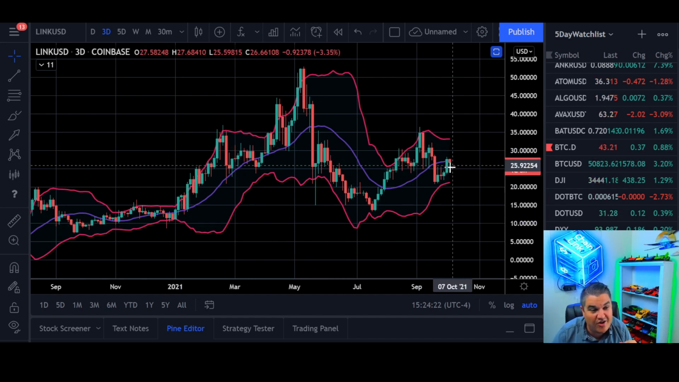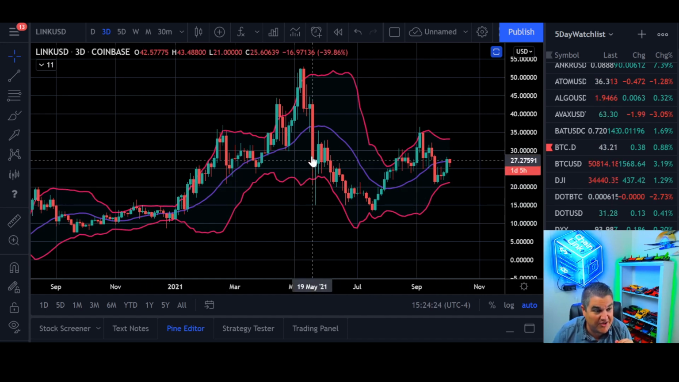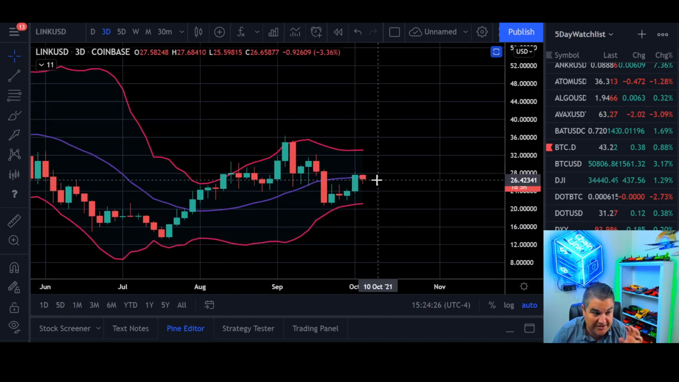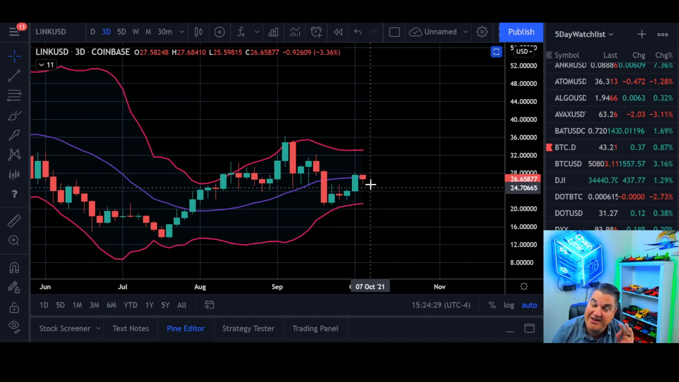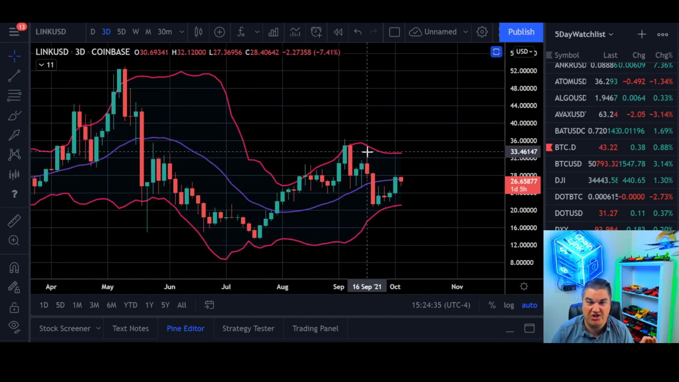If your prices stay on the bottom as the mouth opens, then you're likely going to fall down. But Link's been down. We don't need to go down anymore. We need to go up and up and up. Link is due. And what better chart to show you that than the next one?